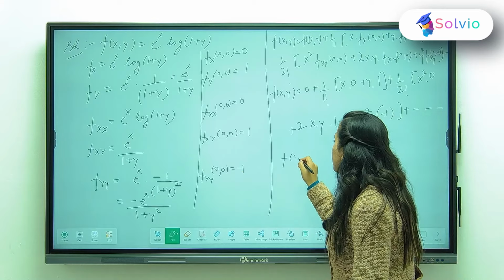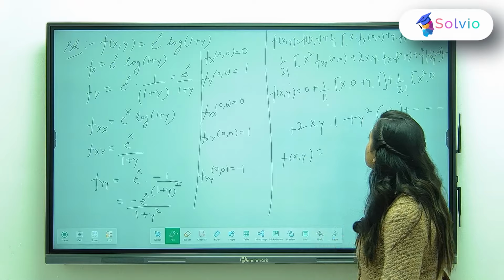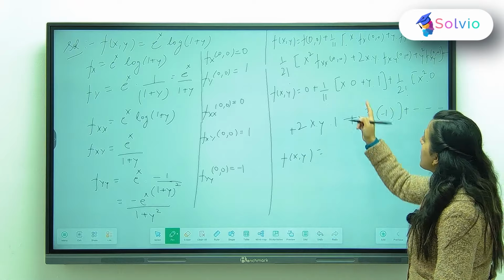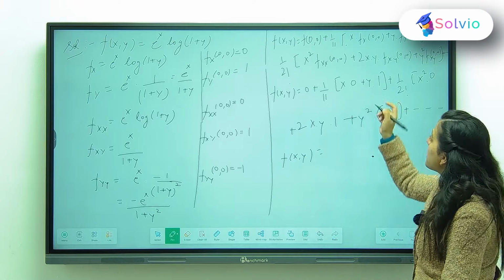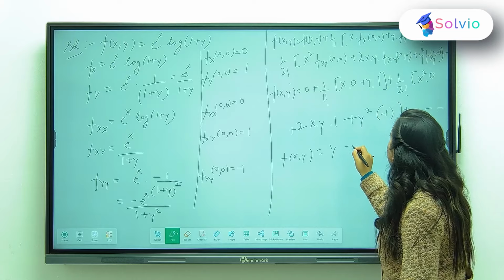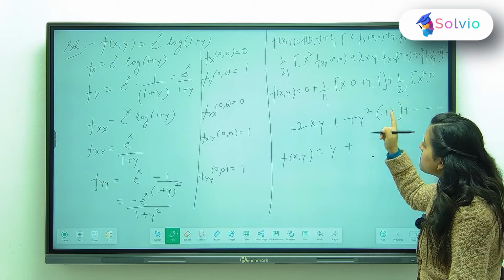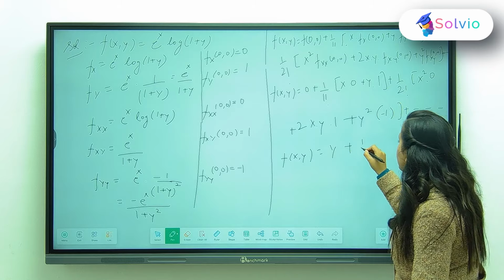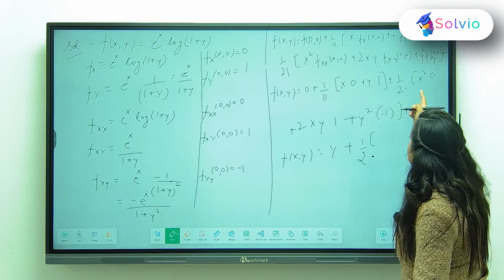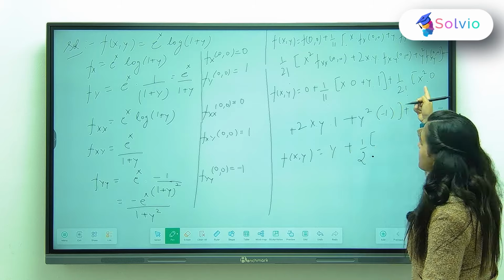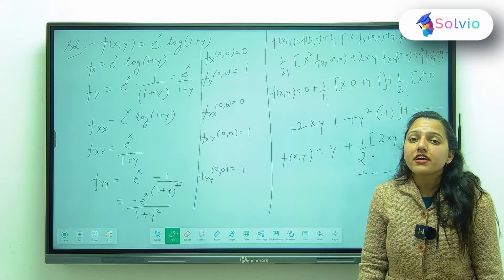Now we got f of x comma y is equal to 1 upon 1 factorial is 1, x into 0 plus y. So this is y plus 1 upon 2 factorial means 1 upon 2 times twice of x into y. This term is 0. This becomes twice of xy minus y square plus so on. So this is the answer of our example.